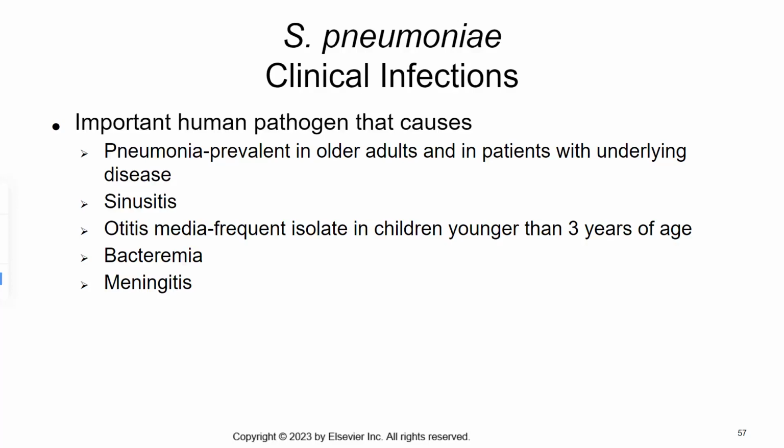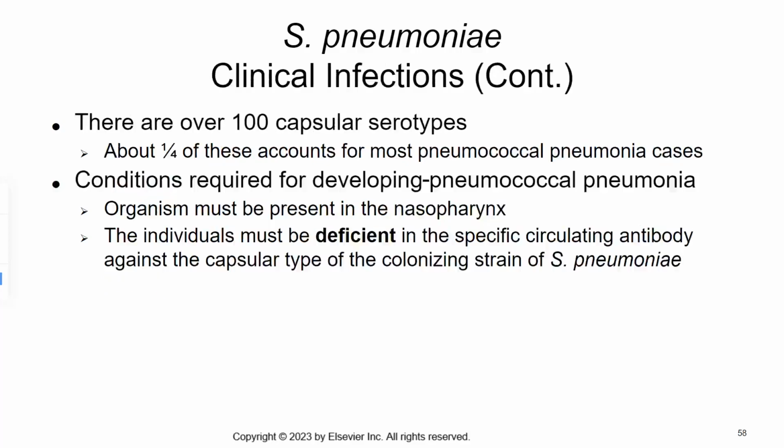So it can cause pneumonia, sinusitis, otitis, which is an ear infection, bacteremia, and meningitis. There are over 100 capsular serotypes. Conditions required for developing pneumococcal pneumonia: the organism must be present in the nasopharynx, and individuals must be deficient in specific circulating antibodies against the capsular type of the colonizing strain of S. pneumo.